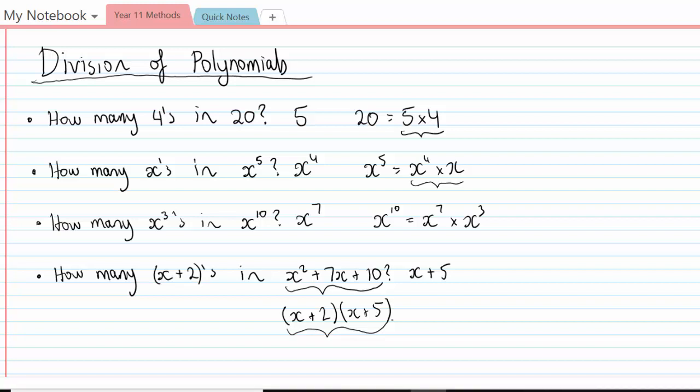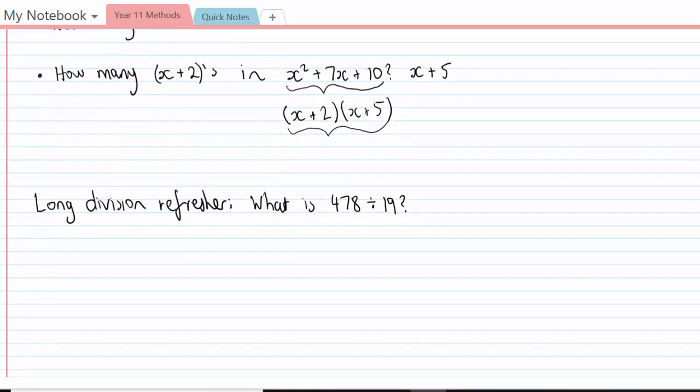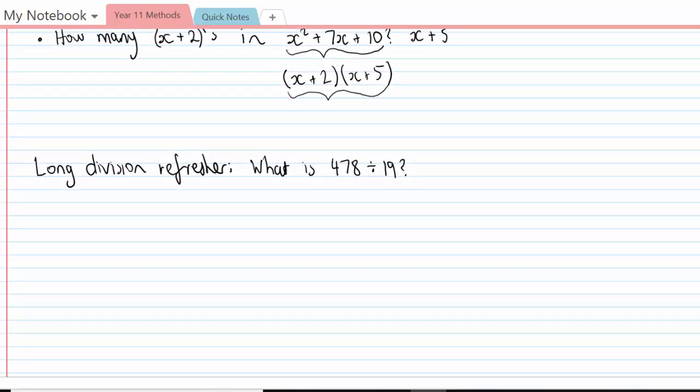Before we get to doing division of polynomials though, what I want to do is jump into doing division just with standard numbers. So just to do a quick refresher of long division, which I suspect many of you probably haven't seen since, I don't know, year 7, maybe even earlier. To do long division, the way that we set it up is we're trying to do 478 divided by 19. So I write the 19 here, I write the 478 here.